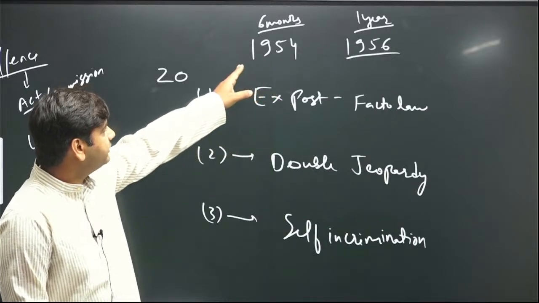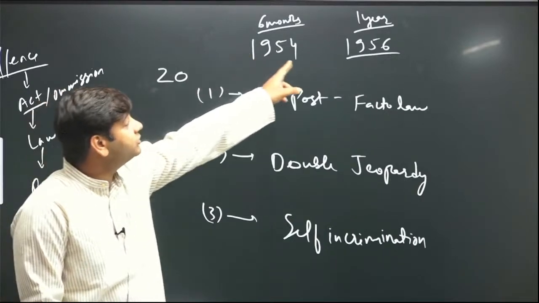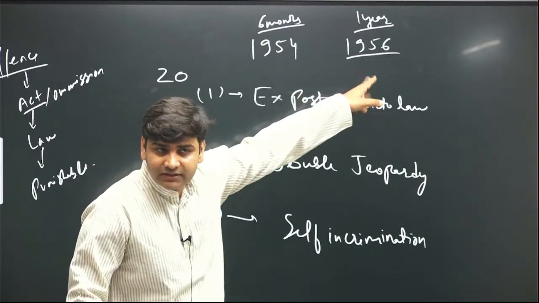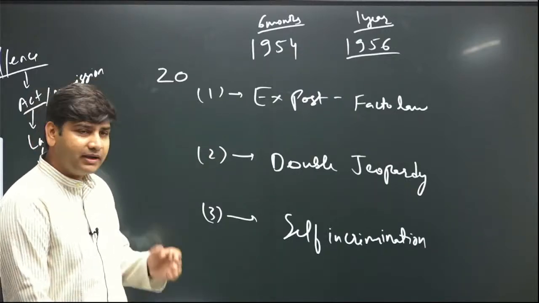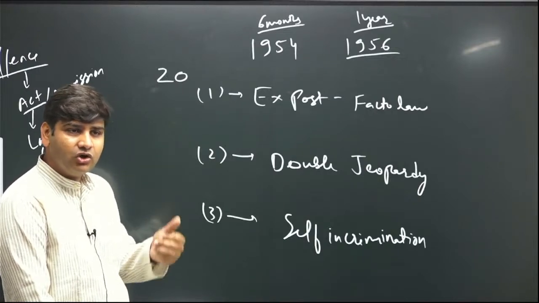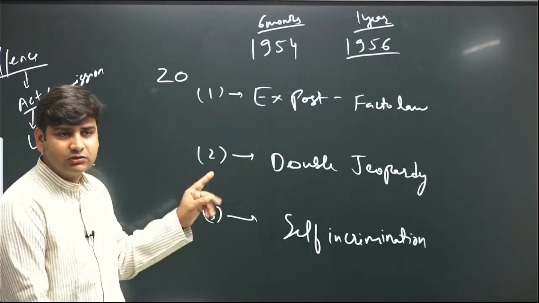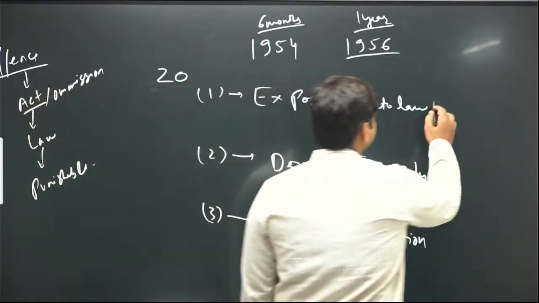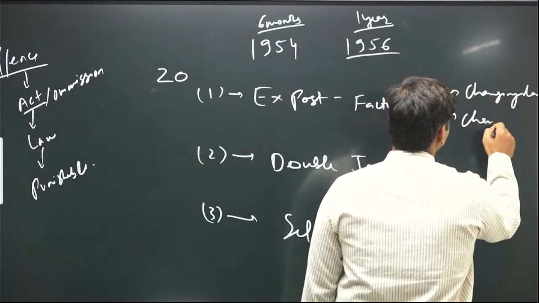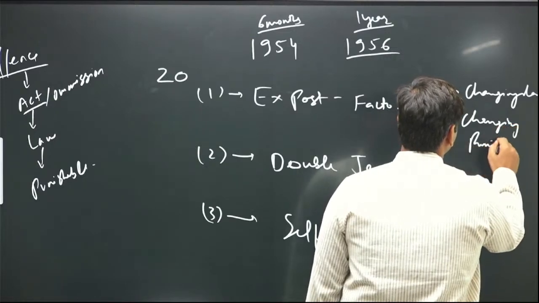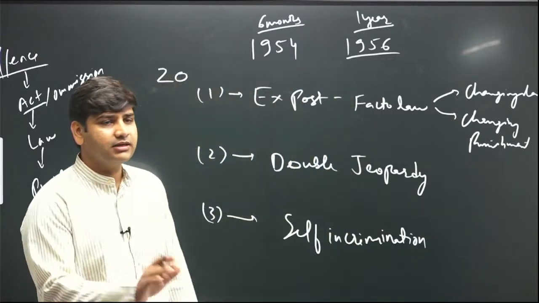So if you have committed an activity in 1954 whose punishment was 6 months, that punishment has been increased to 1 year by a law which was brought in 1956. This is also a retroactive process. This is also when the parliament is amending and changing a law in the previous date for the criminal activity. This is also invalid, this is also unconstitutional, and this is also not allowed. So two things: first, changing law, and then changing punishment. Both the things are not allowed.